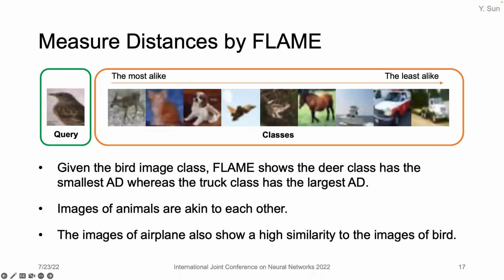In this graph, I show the distance visualization between different classes from the Federated datasets. For example, given the bird image class, the method shows the deer class has the smallest attacking distance, whereas the truck class has the largest attacking distance. We can also find that the images of animals are similar, akin to each other. The images of airplane somehow also show high similarity to the images of birds, which is reasonable.